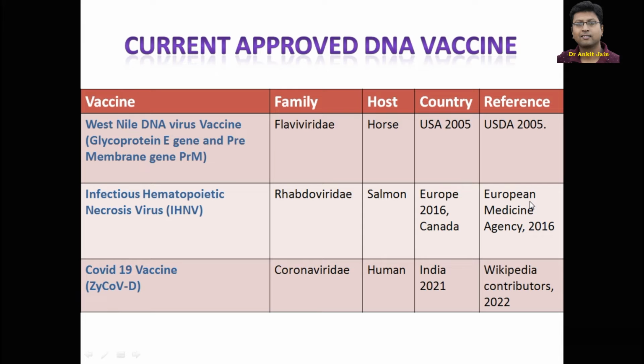Now, in the current years, only 3 DNA vaccines are available in the market. The first one is the West Nile DNA virus vaccine, the second is the infectious hematopoietic necrosis virus vaccine, and the third one is the COVID-19 vaccine, that is ZyCoV-D, which was approved by the FDA in India in 2021. So this is the first human DNA vaccine, and the other two are the only animal DNA vaccines that are available.